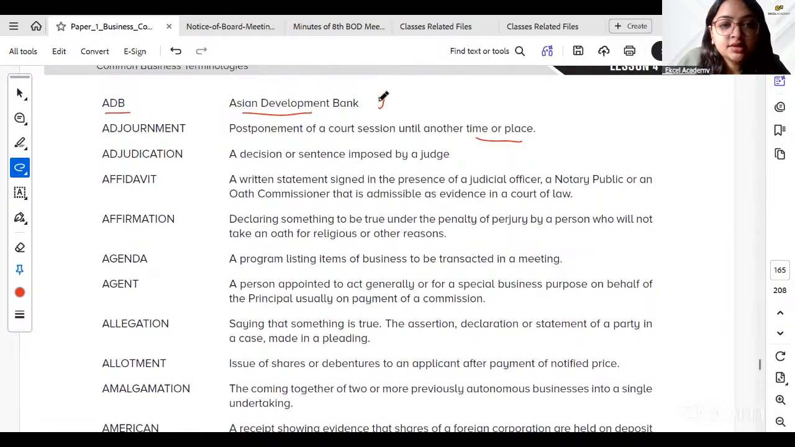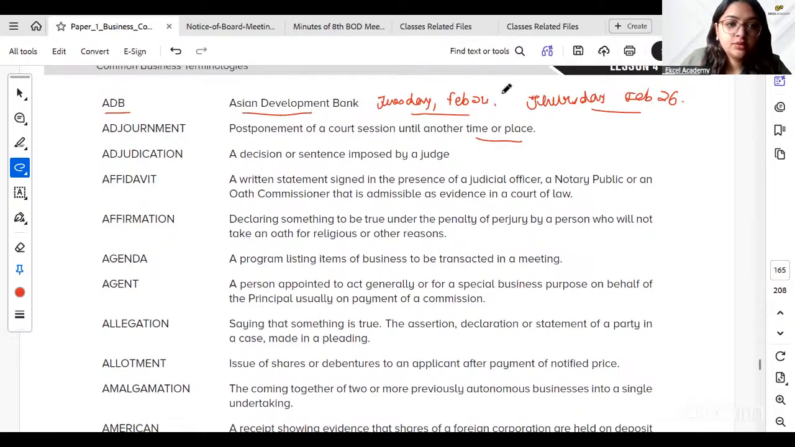Let's say today is Tuesday, February 24th, and the judge says that the meeting is adjourned to, say, Thursday, February 26th. Okay, so that is Thursday, February. So what are you doing? Originally, it was supposed to be held on this day. It was held, but it was decided that you will postpone it to the next 2 days. Okay. Adjudication is a decision or sentence imposed by the judge. Okay. That is what the judge has decided in the proceedings will be shown by way of adjudication.